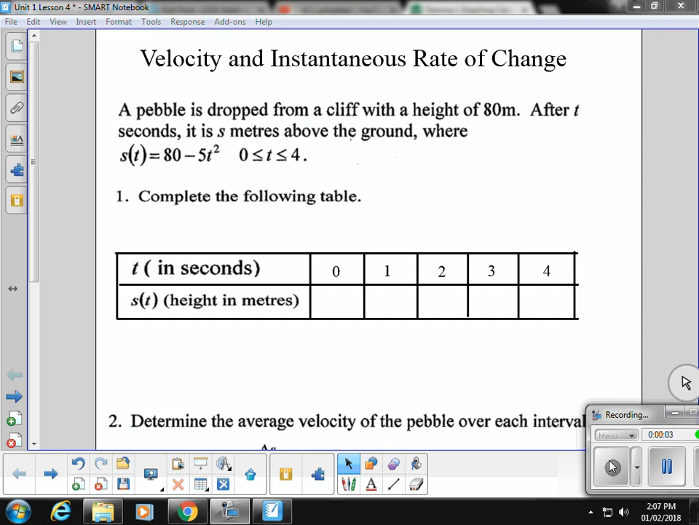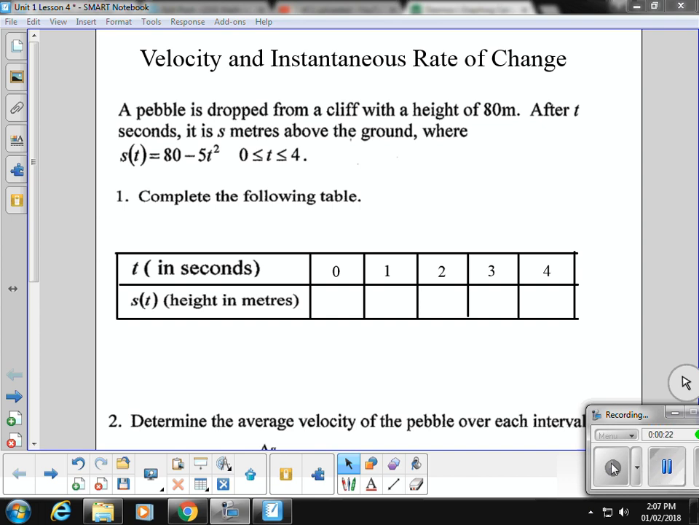Okay, for Unit 1, Day 4, we're going to be looking at applications of the slope of the tangent, which would certainly include velocity as an instantaneous rate of change. So let's have a look at this equation about a pebble being dropped off a cliff. I figured that was better than dropping your brother.